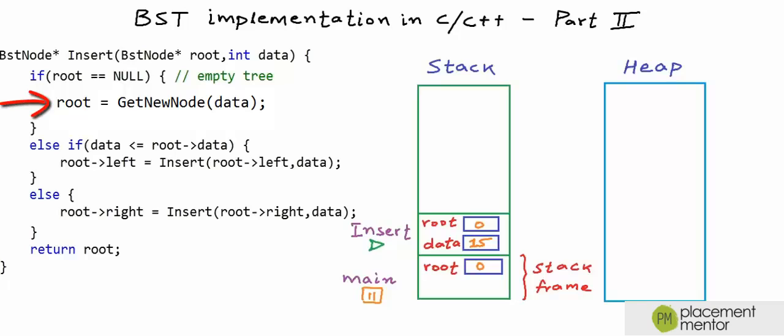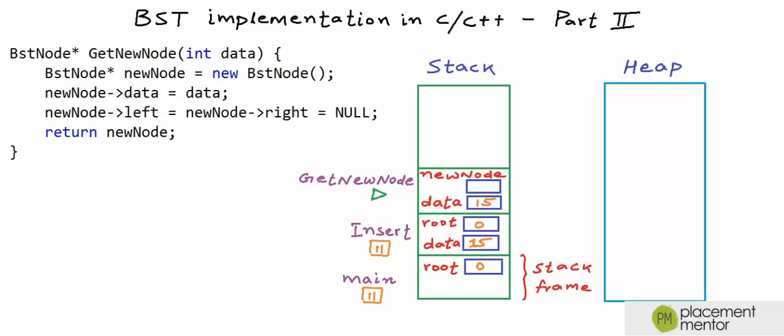At this line we will make a call to the get new node function. So once again execution of this insert call will pause, and a new stack frame will be allocated for execution of get new node function. We have two local variables in get new node, data, in which we are collecting the argument, and this pointer to BST node named new node.